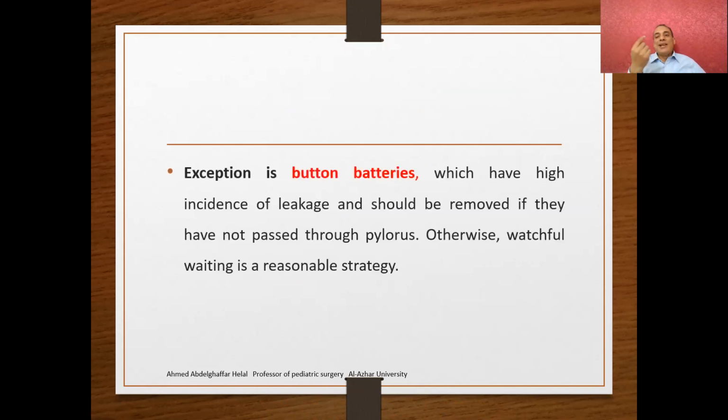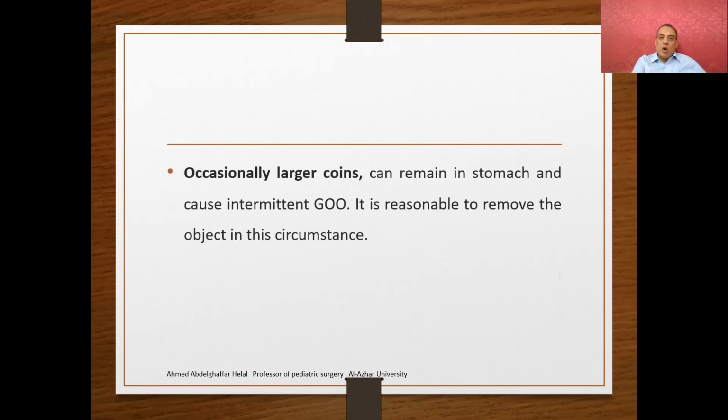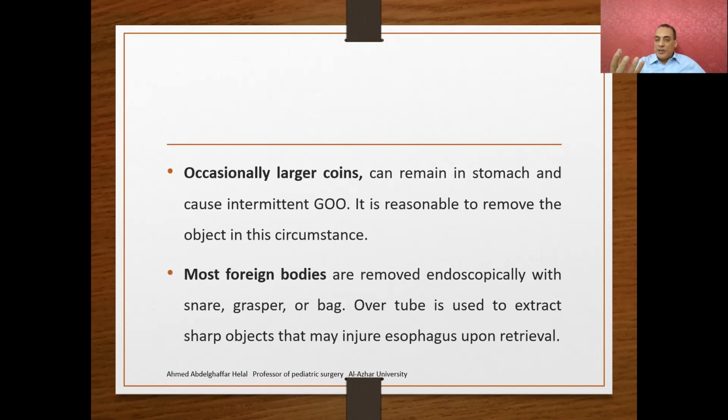However, the only exception is the button battery, which has a large incidence of leakage and should be removed if it has not passed through the pylorus. Otherwise, for other types, watchful waiting is a reasonable strategy. Occasionally, large coins can remain in the stomach, presenting with intermittent gastric outlet obstruction. In such cases, it is reasonable to remove these objects.